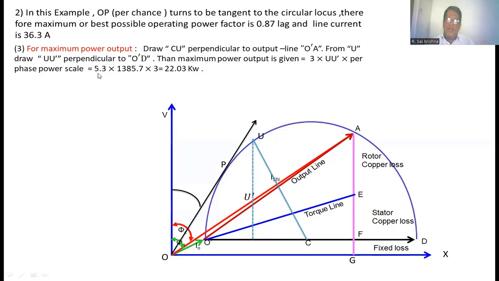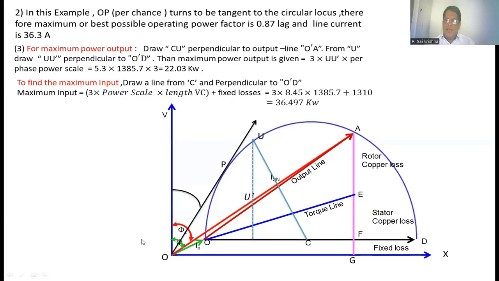So we are getting this length as 5.3, into power scale into 3, we are getting 22.03 kilowatts.